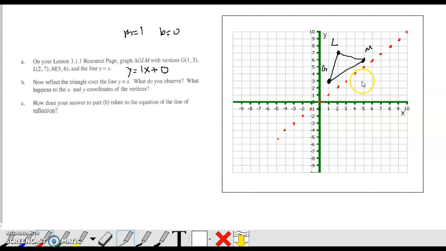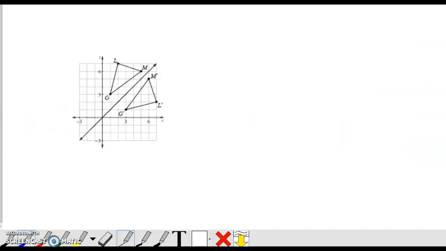So if we reflect it over this y is equal to x line, and hopefully you used patty paper to help you, what you'll notice is that this image is actually on the other side. I'm going to show a picture because I don't think I can do justice by copying it down. Here is our y is equal to x line. Notice that your M is now 6, 5 versus the original M, which was 5, 6.